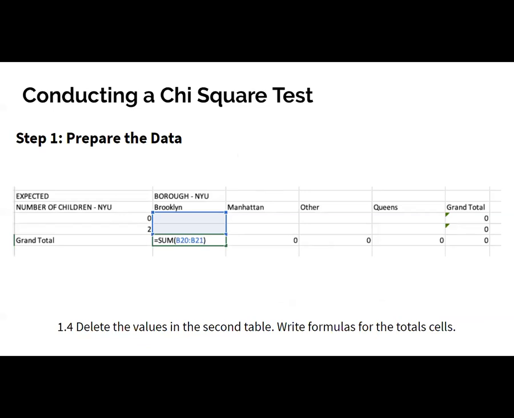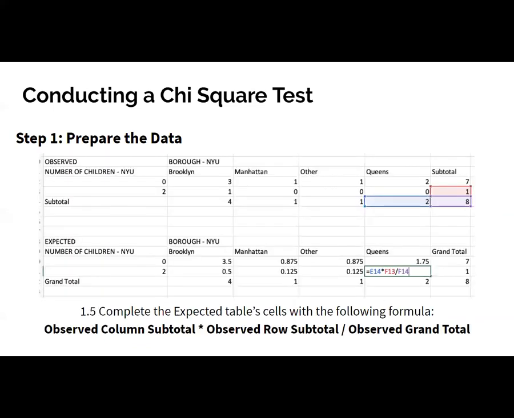So the steps will be for expected, we're going to create a formula to tabulate what the grand total will be. So we'll create that. The next step will be to calculate the data in here. And the way that we'll do that is take the observed column subtotal, multiply it by the observed rows subtotal, and divide it by the observed grand total. That's always where I lose people. But it looks like this.